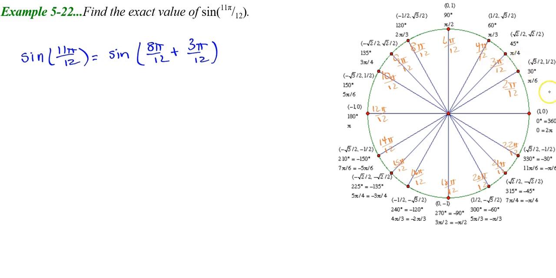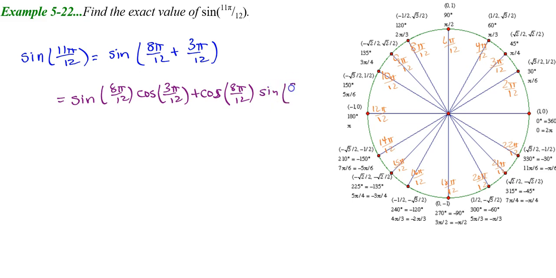If you want to reduce those to 2 pi over 3 and pi over 4, you can, or you can just leave them in the twelfths. It doesn't really matter. So remember, now I'm going to use my formula. I'm doing sine, and this would be sine of alpha plus beta. So take a second, look on your formula sheet, and then we're going to use that formula. So this is going to be sine 8 pi over 12 cosine 3 pi over 12 plus cosine 8 pi over 12 sine 3 pi over 12.